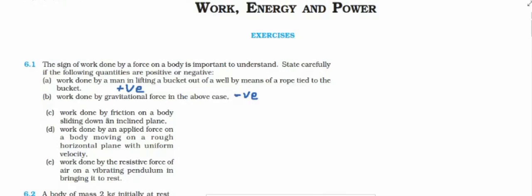Then third case, work done by friction on a body on an inclined plane. Friction is always opposite to the motion. Therefore, the work done by friction is negative.